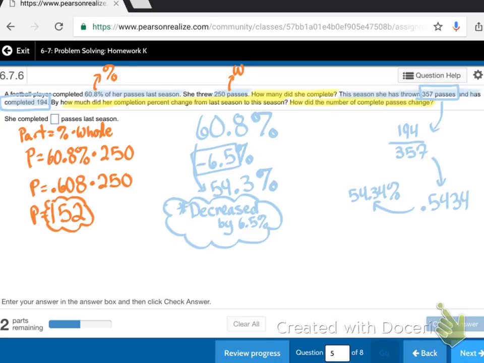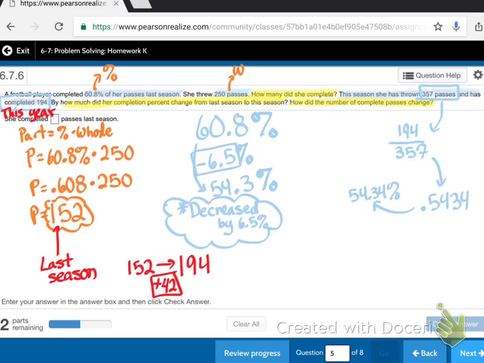All right, that last question, how did the number of completed passes change? Well, this one's easy. We've already calculated her completed passes last year. It's 152. This season is 194, so she went from 152 to 194. So what happened? It increased by 42 passes, and that's what you'd select on Delta Math.